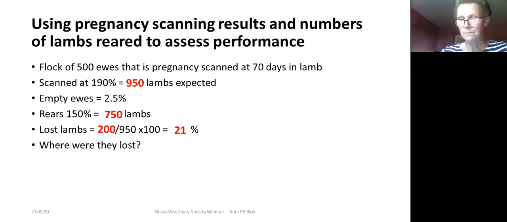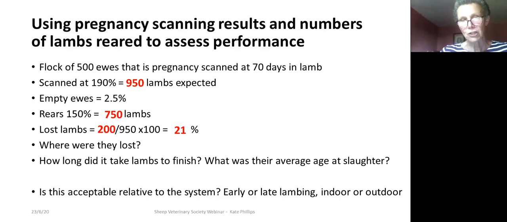So why were lambs lost? Can you identify where the peaks of loss were and what the causes were? Further on to that discussion is how long did it take the lambs to finish? Did they finish at all? And what was their average age at slaughter? And then to think about the system he's running, and is this acceptable relative to the system? So early or late lambing, indoor or outdoors. A loss rate of lambs at 21% on an outdoor flock in bad weather would be much more acceptable than an indoor lambing flock, for instance. So it's always important to look back at the system the farmer's trying to operate relative to his performance levels.